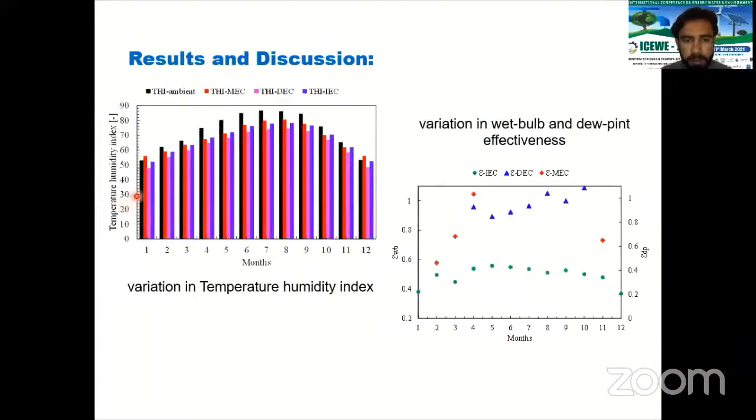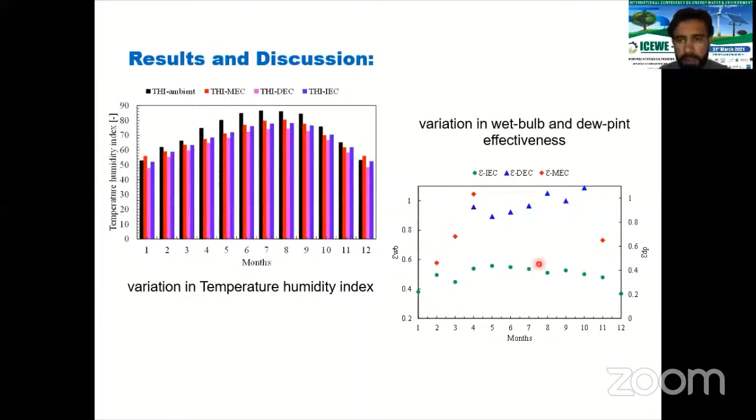These are the temperature humidity index results. It shows the variation in the temperature humidity index from the ambient conditions and from the evaporative cooling options such as the M-cycle evaporative cooling option, DEC and IEC systems. A THI between 68 and 72 is suitable for livestock thermal comfort. If the temperature humidity index goes above or below the 68 to 72 range, it results in heat stress conditions.